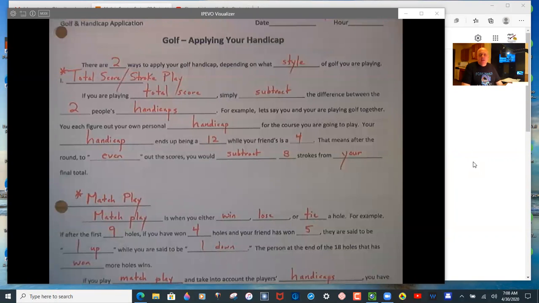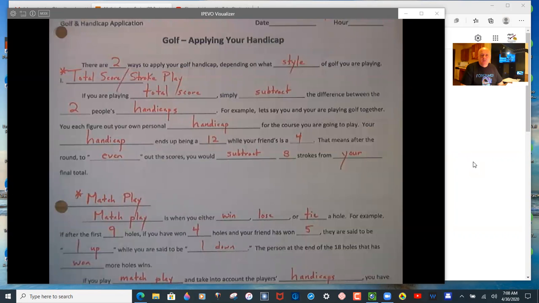So this is the second set of notes on golf. This is how to apply your handicap, which is either very easy or a little bit confusing. So you might have to play this video more than one time. There are two ways to apply your golf handicap, depending on what style of golf you are playing: total stroke or total score play.